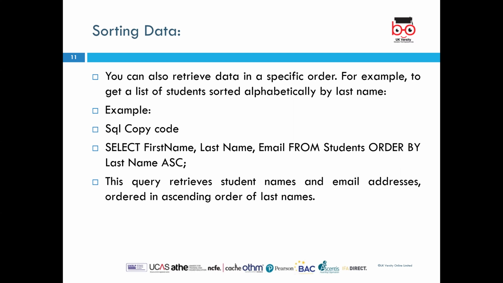For example, to get a list of students sorted alphabetically by last name, the SQL code is: select first name, comma, last name, comma, email from students order by last name ASC. This query retrieves the student names and email addresses ordered in ascending order of last name. ASC stands for ascending order. So this is how you can sort the data to get a list of students sorted alphabetically by last name.